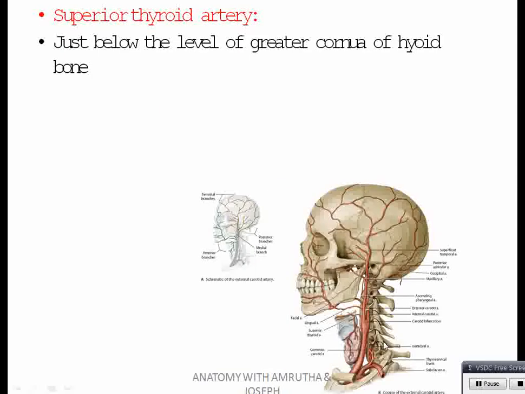Superior thyroid artery is here. It arises just below the level of the greater cornua of the hyoid bone, so it is related to the greater cornua. The hyoid bone is a bone seen in the root of the neck. So just below the greater cornua of the hyoid bone, the artery arises. The superior thyroid artery is meant to supply the thyroid gland. The thyroid gland is located here.